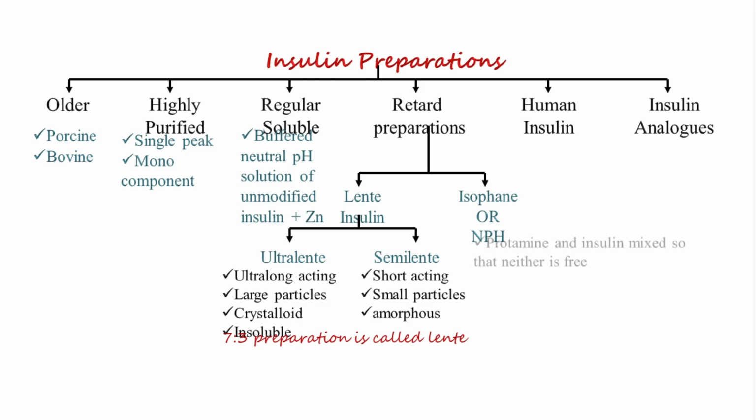Well, we can also have isophane insulin, also known as neutral protamine Hagedorn. This insulin is a combination of protamine plus insulin mixed in such a combination that it's literally 50-50. Neither insulin is free nor protamine is free. Simple. And this is intermediate action between ultra lente and semi lente.